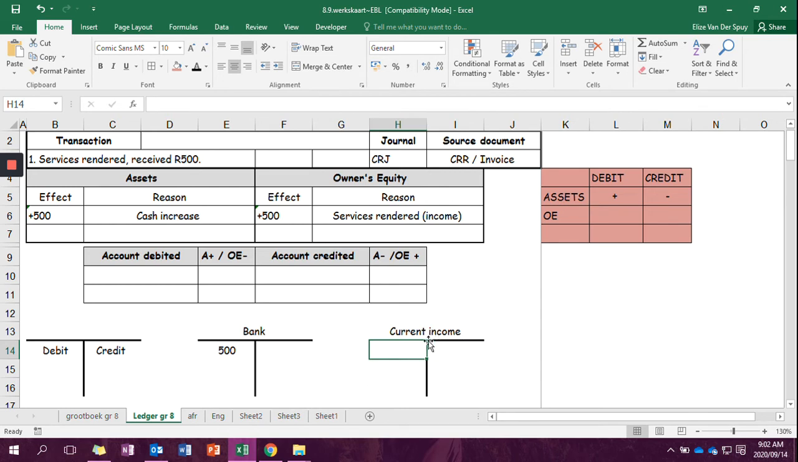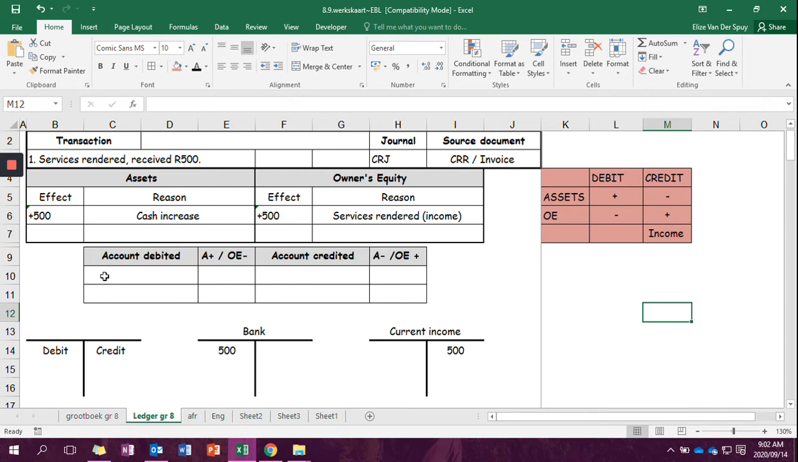Remember I said for every debit there will now need to be a credit. Owner's equity, I can tell you, will increase on the credit side, and it will decrease on the debit side. Another thing that we can now say is that income we will write on the credit side. So if we have an income account, we will credit it.